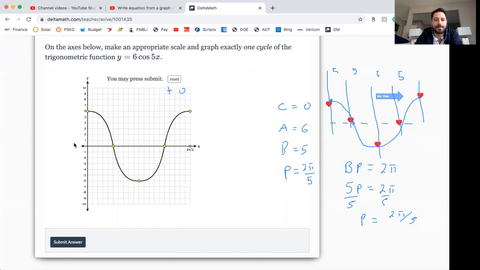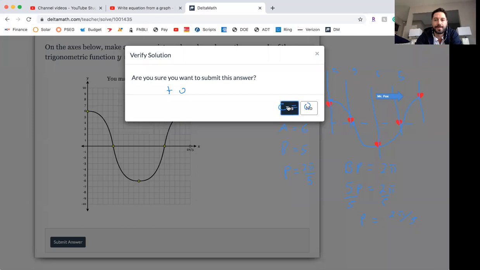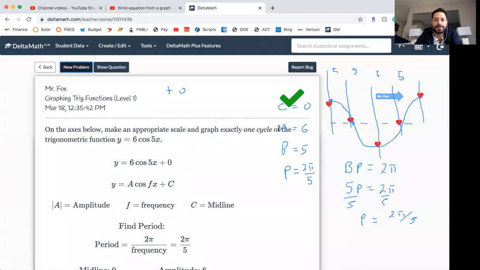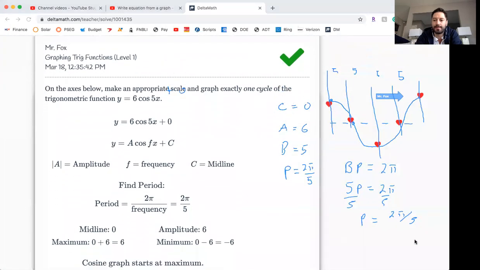Okay, once you get that, just check it. We've got a midline of 0, amplitude of 6, and it looks pretty good. So I'm going to hit submit and click yes. And I did get it.